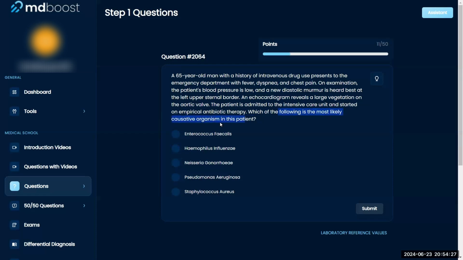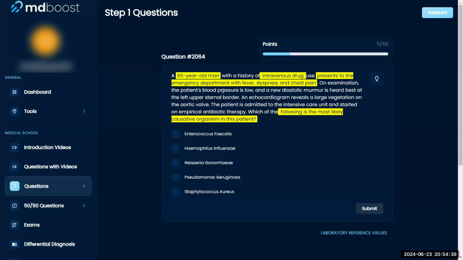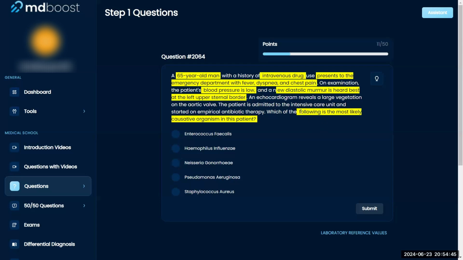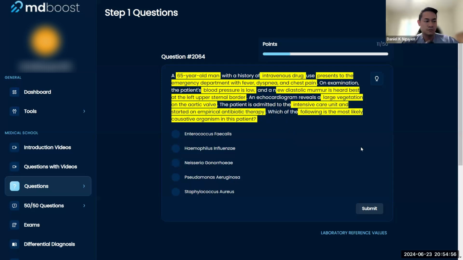Okay, so which of the following is the most causative organism in this patient? A 65-year-old woman with a history of IV drug use presents to the emergency department with fever, dyspnea, and chest pain. On examination, the patient's blood pressure is low, and a diastolic murmur is heard best at the upper left sternal border, and there is a large vegetation on the aortic valve. She is admitted to the intensive care unit and then started on therapy.